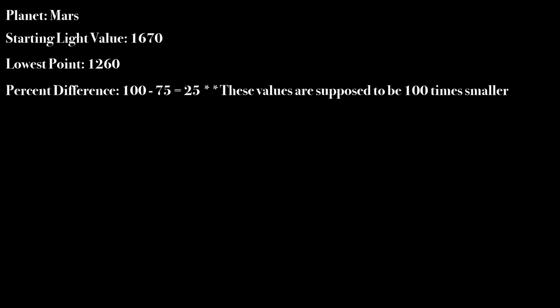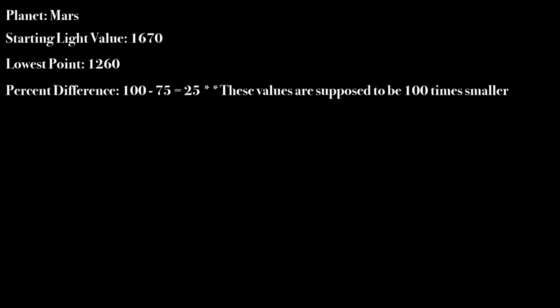Okay, now let's do the math. We know that the starting value of the light was 1,670. When the planet passed by, it dropped to about 1,260. So we have to calculate what percent of 1,670 is 1,260. We divide 1,260 by 1,670, which gives us 0.754, or about 75.4%, round down to 75%. Now we calculate how much the light dropped by percentage. 100%, the total light value, minus 75% equals 25. So it dropped by about 25%.